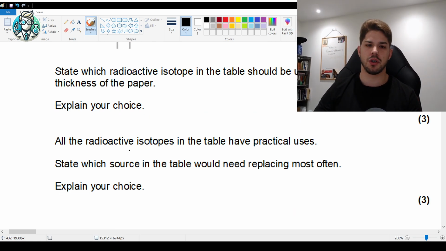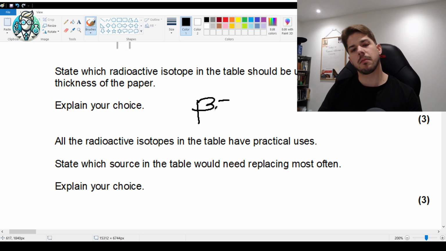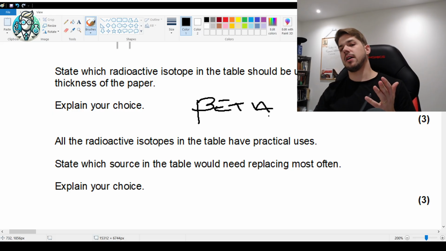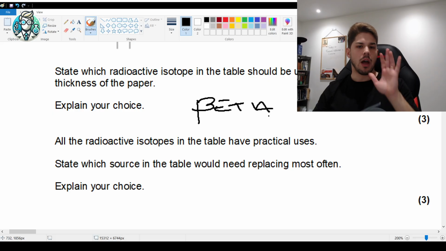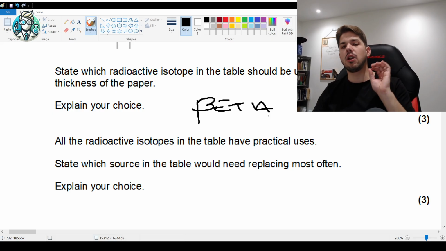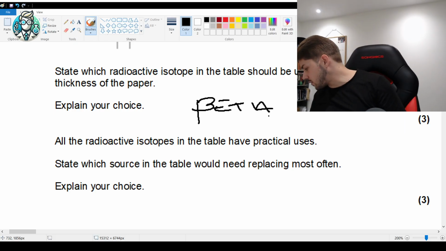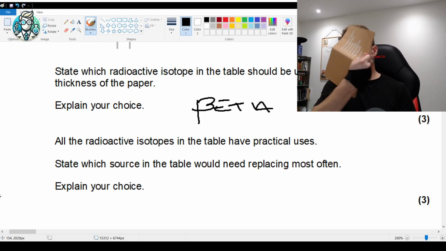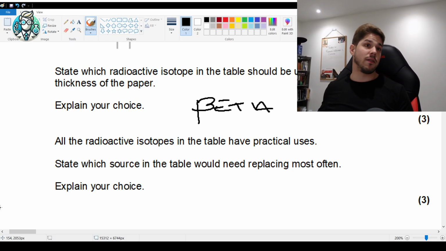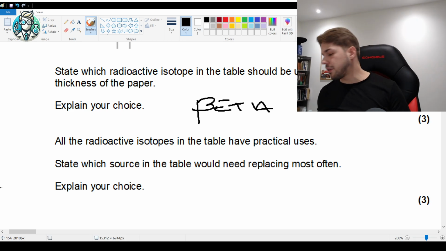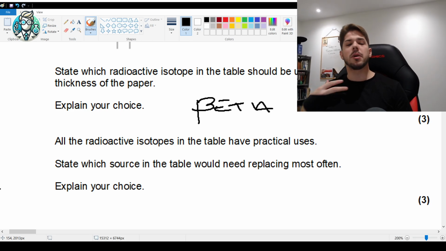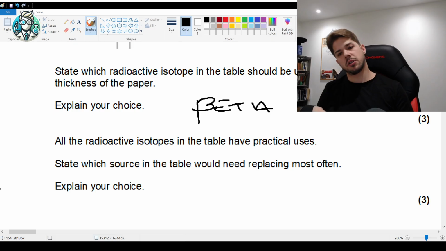Explain your choice. There is only one possibility, which is beta decay. Only one. Why? It cannot be alpha because alpha will always be stopped. Alpha particles have very low penetration power. So with just a very little piece of paper, you stop all the alpha particles. So it doesn't matter how thick the paper is, it will always stop the alpha particles.